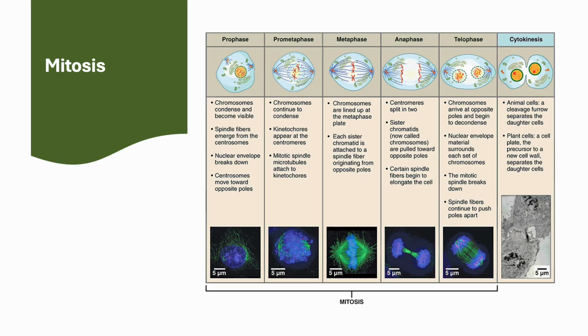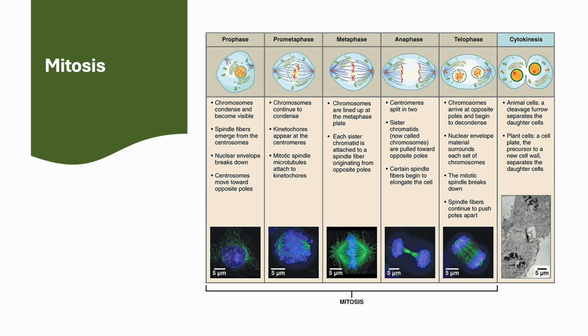In metaphase, chromosomes will align at the metaphase plate. Each sister chromatid is attached to a spindle fiber originating from the opposite poles. Then in anaphase, the centromeres split in two and the sister chromatids will move in opposite directions, pulled by the attached spindle fibers. The remaining spindle fibers, which were not attached to the sister chromatids, will continue to elongate the cell and move the cell poles apart.